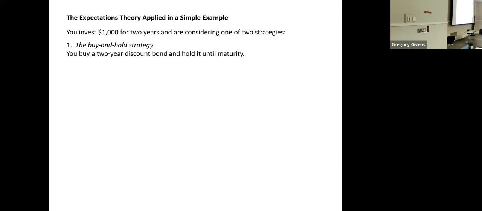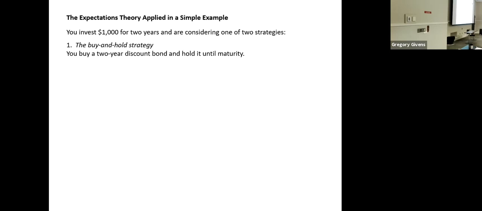That is where you will purchase a 2-year discount bond today for $1,000, hold it until maturity, and you'll get the face value and interest back. The other strategy you could adopt is the other one that I was talking about, where you could purchase 2 consecutive 1-year bonds and simply roll over the principal and interest into another 1-year bond over a 2-year period. That's what's referred to as the rollover strategy.